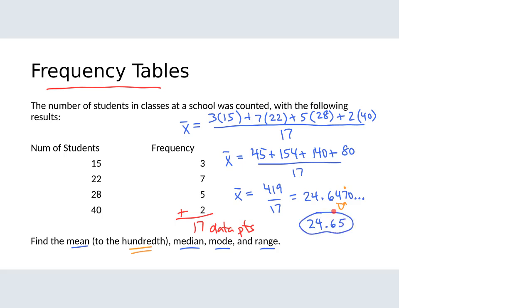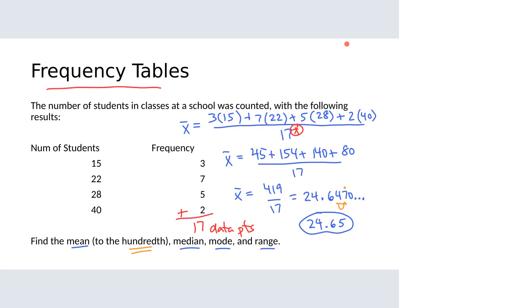Really important. The most important thing here in finding the mean is recognizing we have 17 different data points, not just 4. That's the absolute critical piece in there. The total number of data points we have will be the sum of the frequencies in our frequency table. I'm going to hold off on median for just a minute. Instead, I'm going to do mode and range.